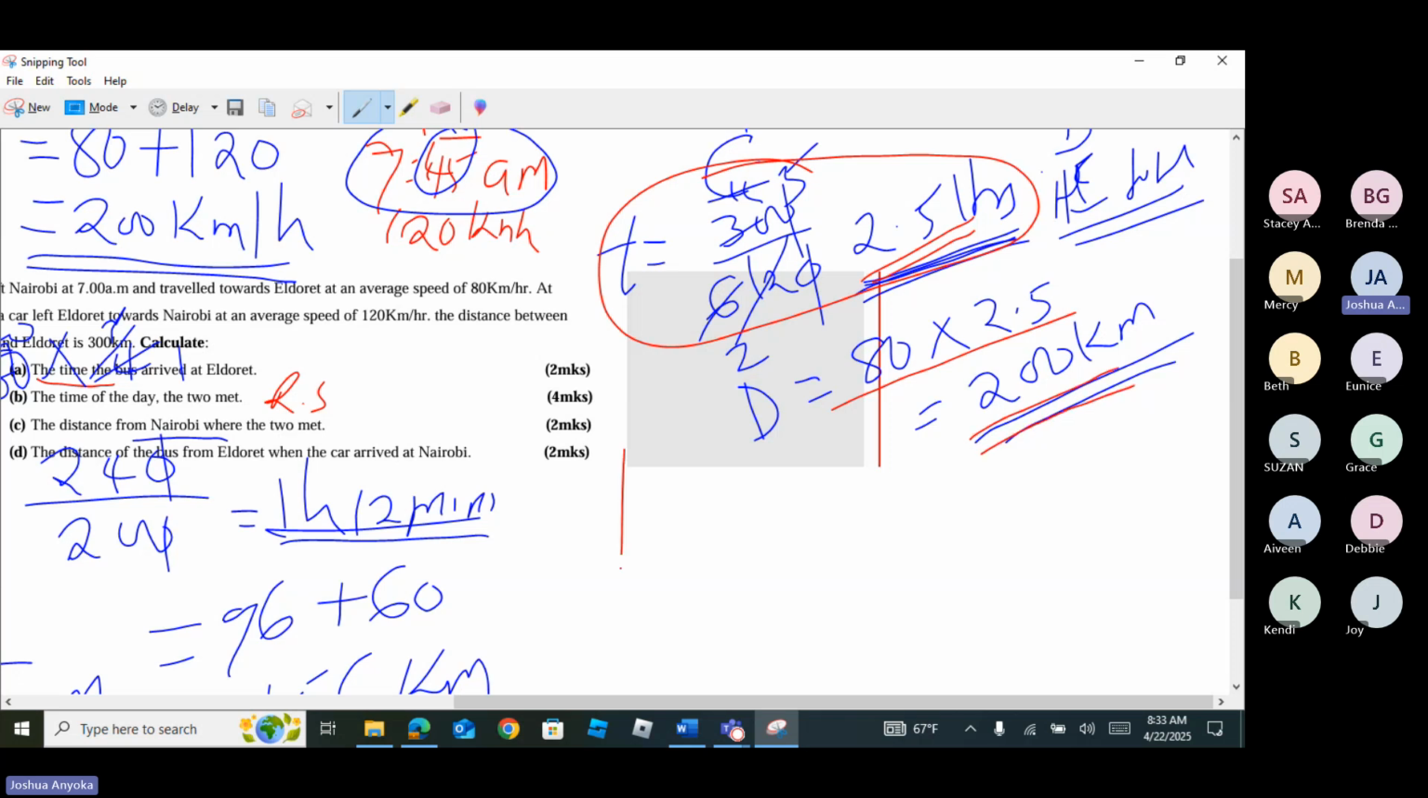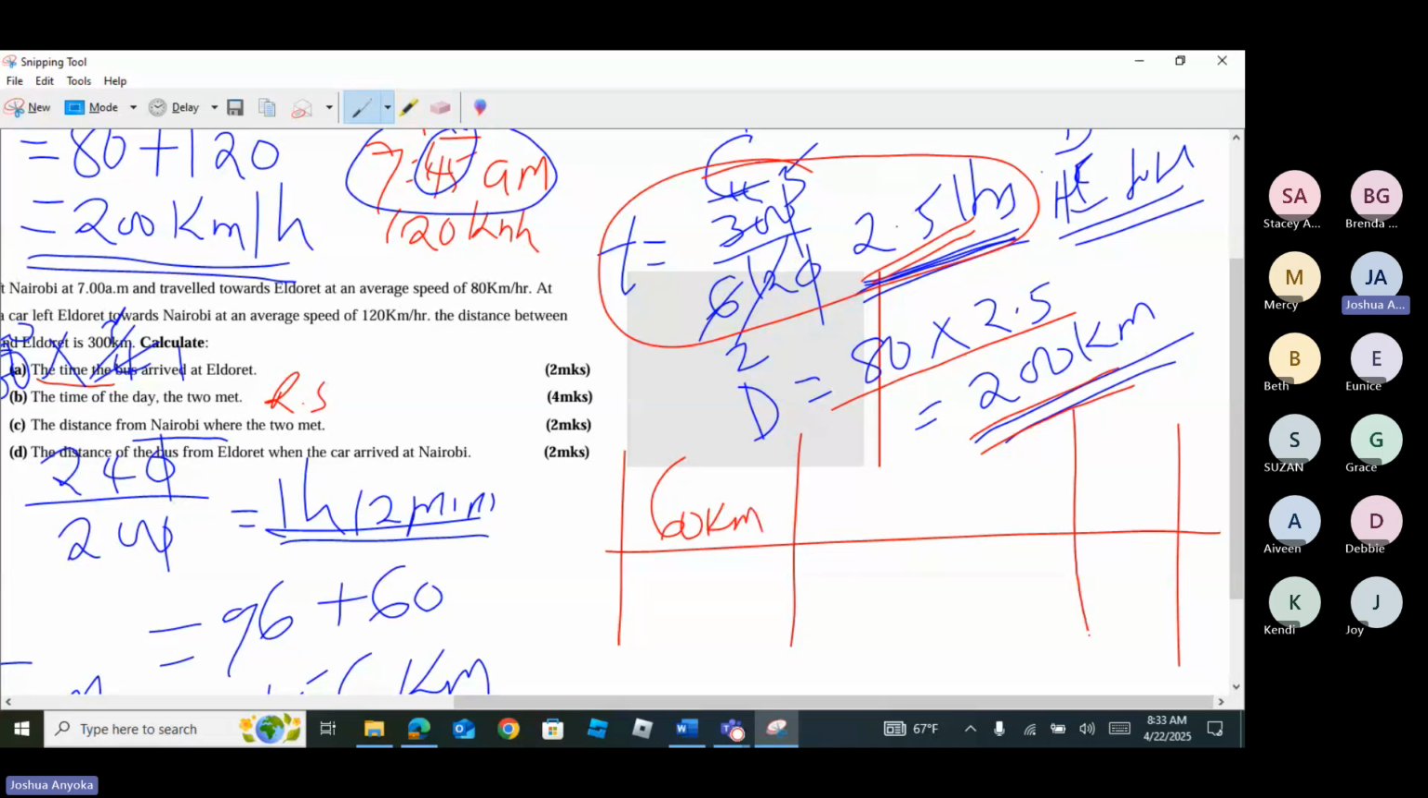Then you get back and remember that the bus had already covered 60 kilometers. Then in 2.5 hours, it will still cover 200 kilometers. So which distance is remaining? This makes 260 kilometers. The distance remaining for it to arrive in Eldoret is 40 kilometers. So the answer should be 40 kilometers.